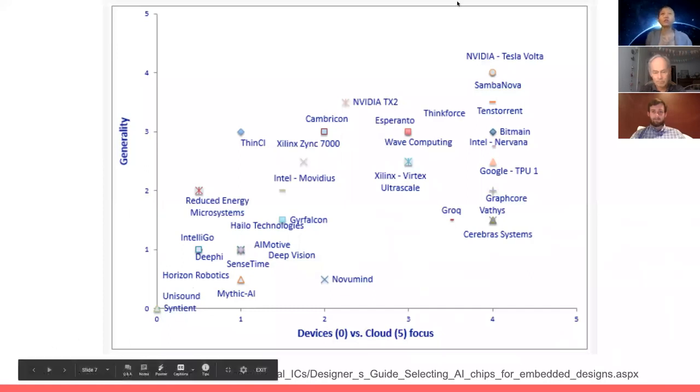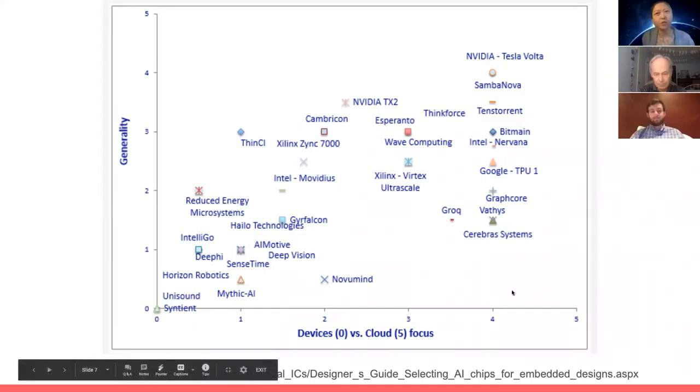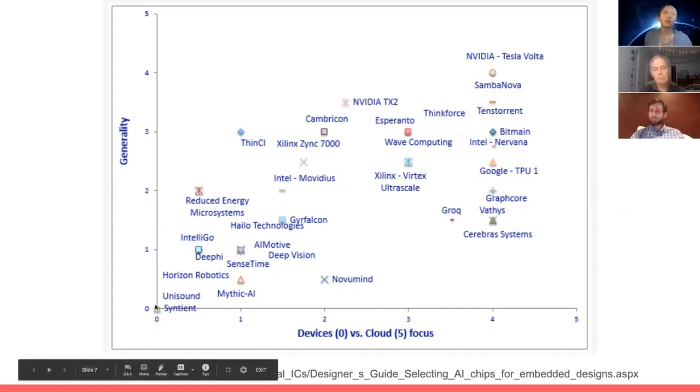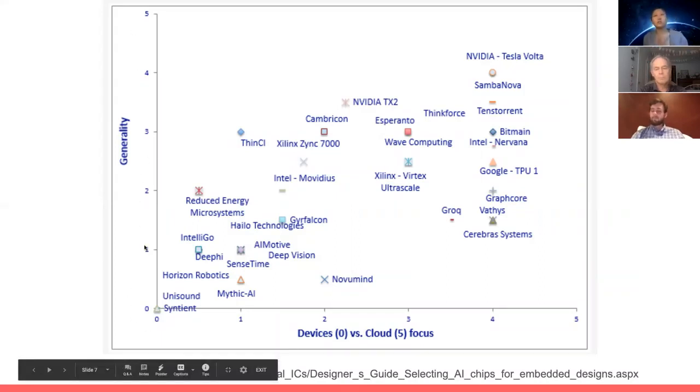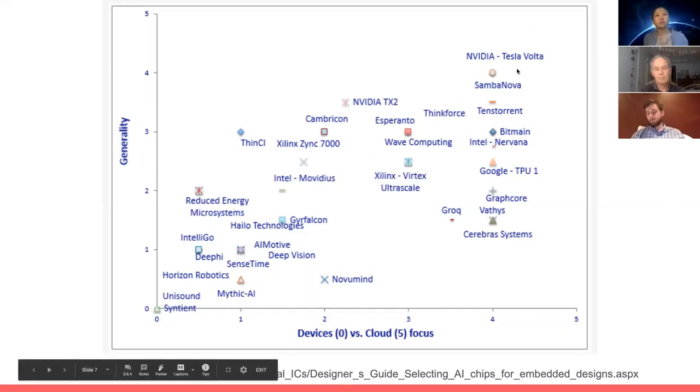So here is a whole spectrum of the chips that have been developed. On the horizontal axis, we compare their compute throughput, whether they are device focused or cloud focused. If they're cloud focused, they're more on the right side with higher compute throughput. And the y-axis is the generality, so how flexible these chips are. It really depends on the deployment scenario to trade off these different spectrums.